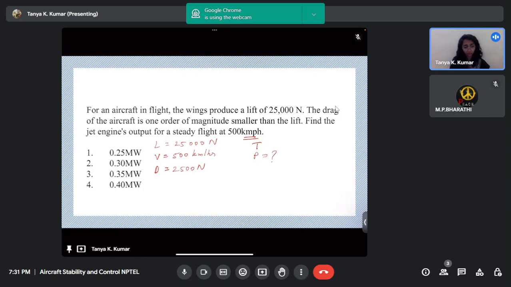Let's try doing this. The power is nothing but thrust into velocity, right? So P is T into velocity. Velocity is given to you, correct? How do you find out T? For steady level flight, what is T? T is nothing but drag, correct? For steady level flight. So you just have to put in 2500, which is drag, into velocity. Velocity is 500, but it is in kilometers per hour. We need to convert it to meter per second. So just multiply it by 1000 divided by 3600.